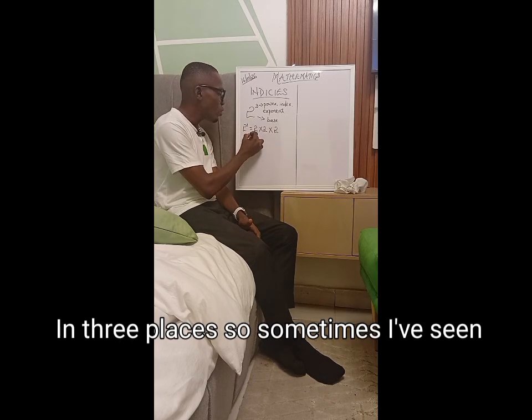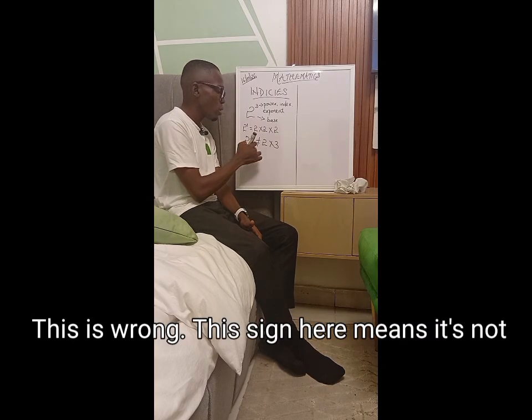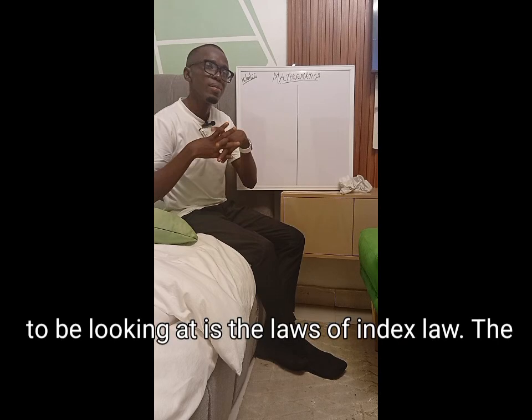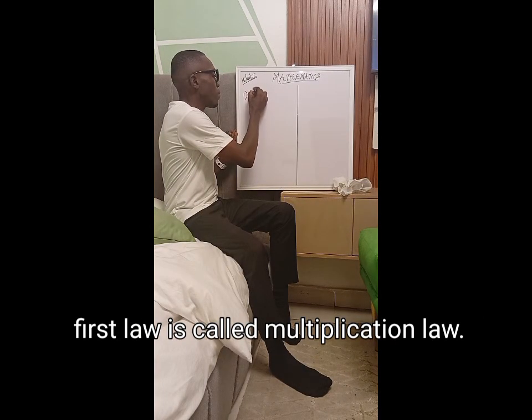Sometimes I've seen students do something like this. This is wrong. This sign here means it's not equal to 2 power. Now, the next thing we're going to be looking at is the laws of index. The first law is called multiplication law.